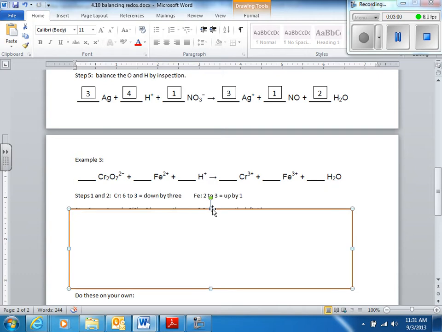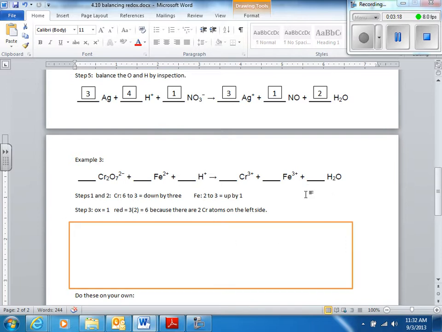So, chromium goes down by 3. Iron goes up by 1, and we need to balance this overall, but note that we had 2 chromiums, so actually, even though each chromium goes down by 3, there's really a change of 6 total here. So the irons will need to put a 6 in front of there. Okay, so we'll need 6's in front of the irons, and a 2 in front of this chromium.